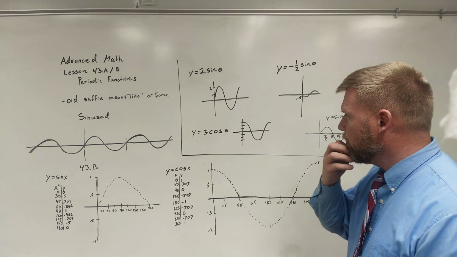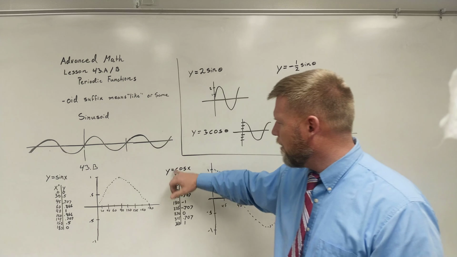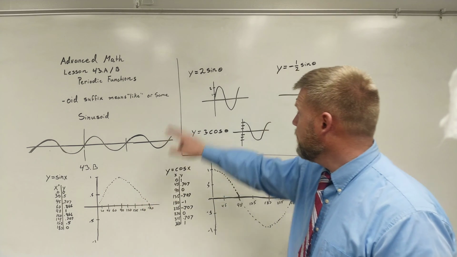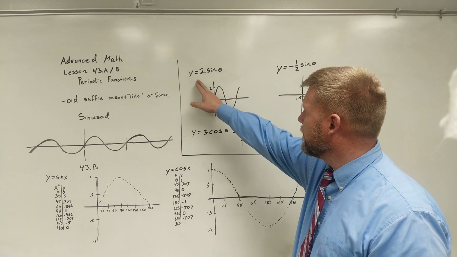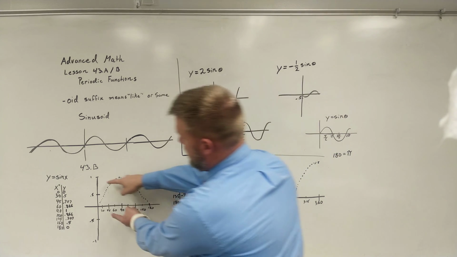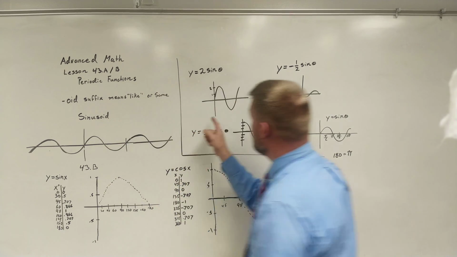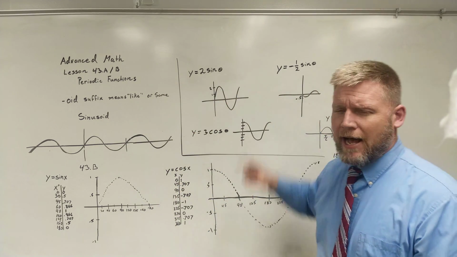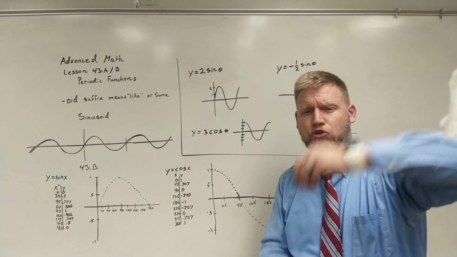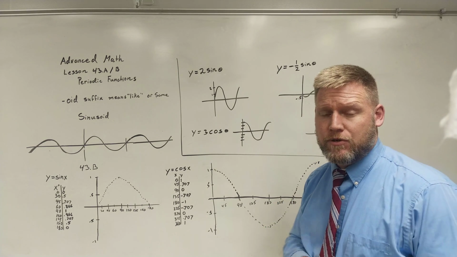Now let's go ahead and look at something else here that we could change, and that is, what if I had a number out front of one of these? I went ahead and graphed y equals 2 sine theta, and what it does is it makes this sine go from negative 2 all the way to 2. It stretches it. The word that we're going to use for that is the amplitude.